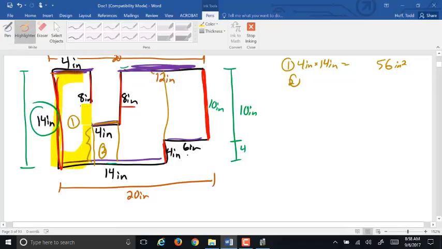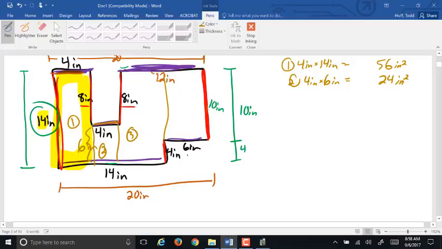Perfect. If I look at this rectangle, it's 14 here, so it's got to be 14 here. So 8 plus 6, so this would have to be 6. So piece 2 is 4 inches by 6 inches. That's 24 inches squared.